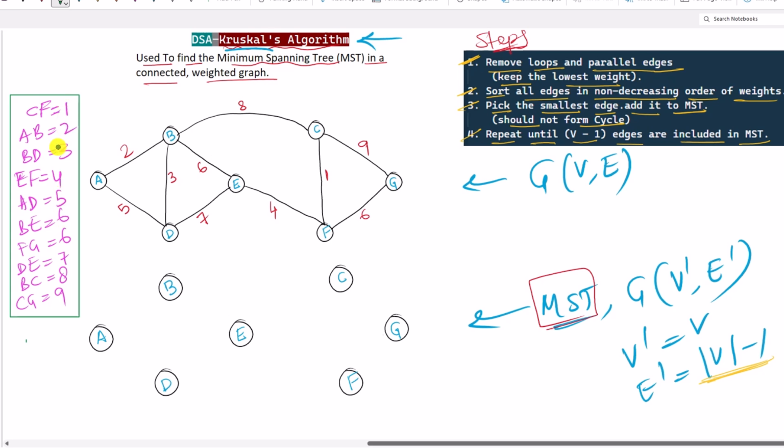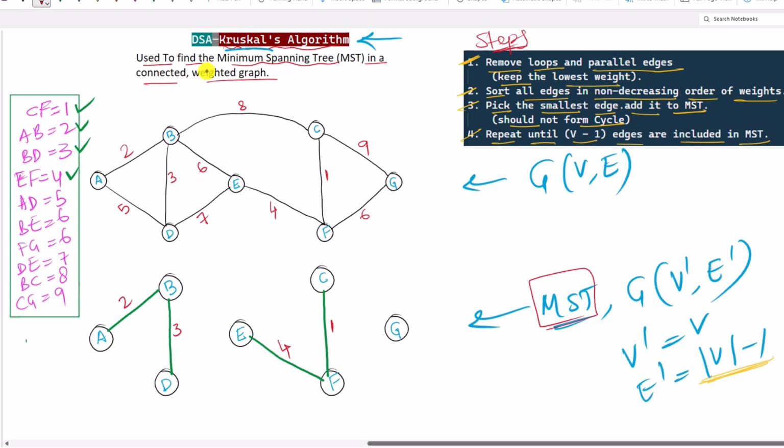So in our sorted list, first of all we have the edge CF with the weight 1. In our minimum spanning tree we're going to include this edge. Next we have AB with the weight 2, so we include this edge. Next we have BD with the weight 3. Next we have EF with the weight 4, so we add this edge EF with the weight 4.